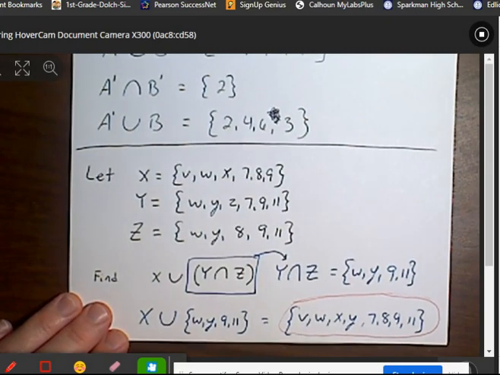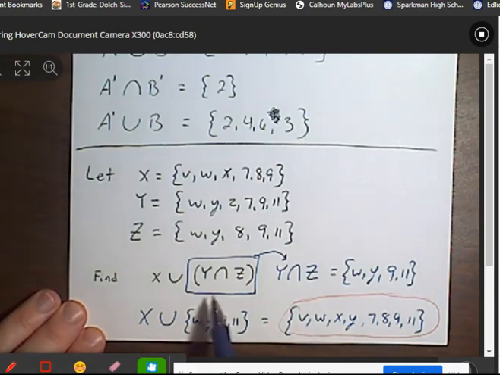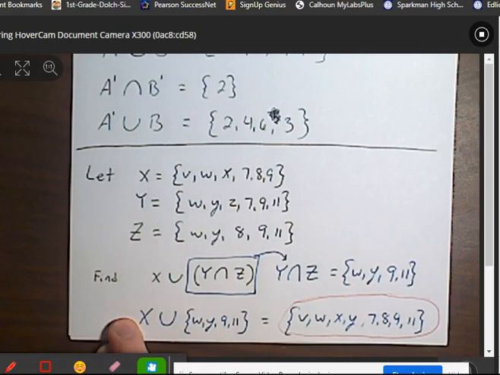Okay, so it's basically just a problem inside another problem, where if you have a set of parentheses, you've got to do that part of it first, and then when they give you that other set, you take that set and compare it to that set, whether you're finding the union or the intersection, to walk through on that one.